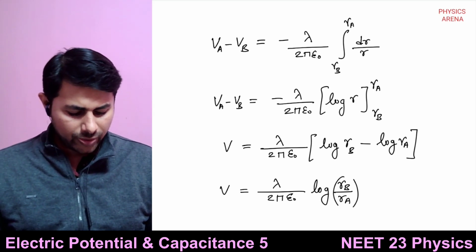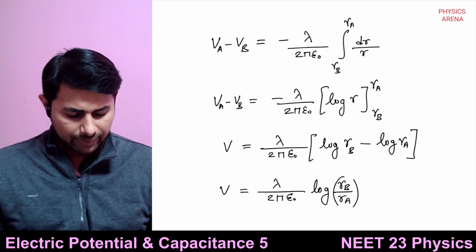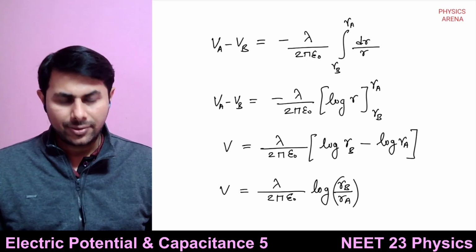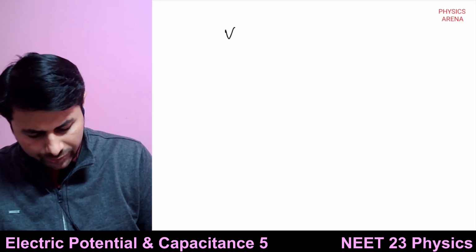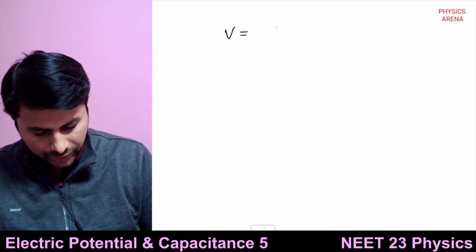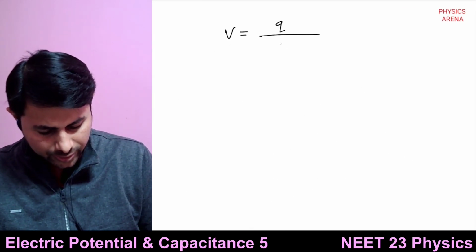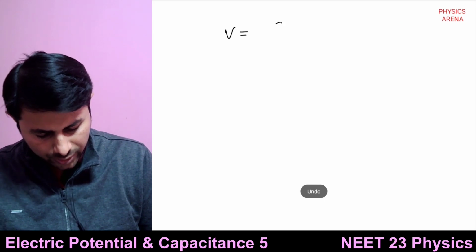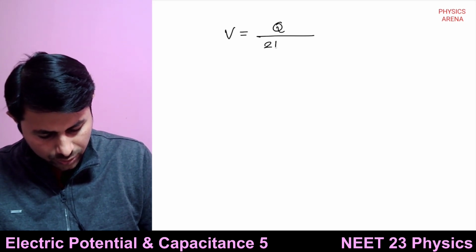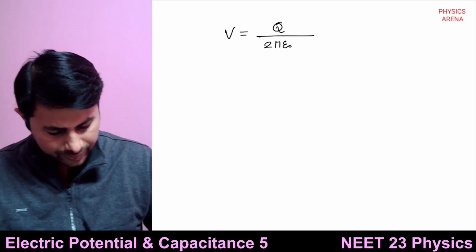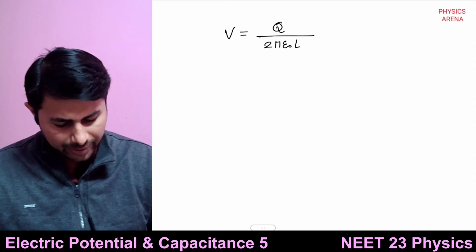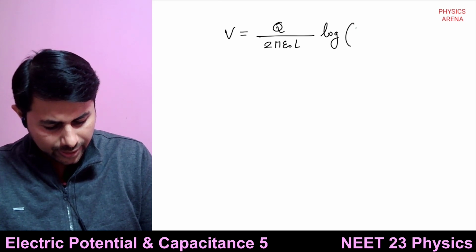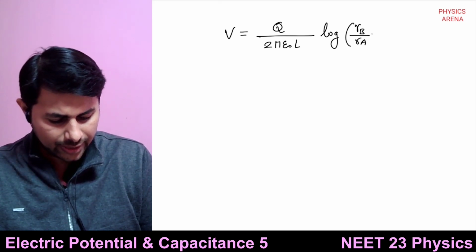So we got the formula for potential. And what is lambda? Lambda is Q upon L. So we get V equals Q upon 2 pi epsilon naught L multiplied by log of RB upon RA.